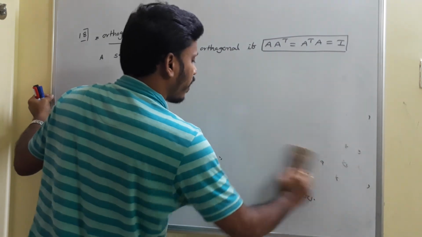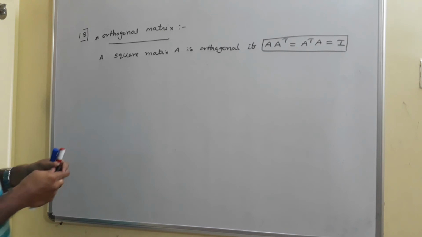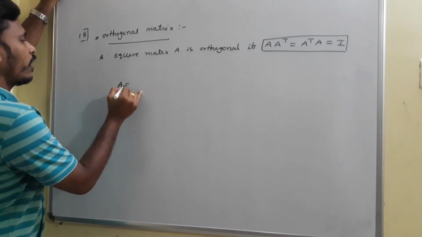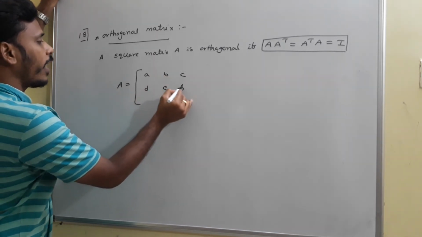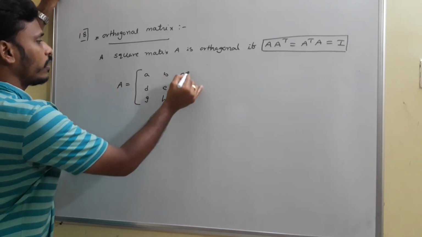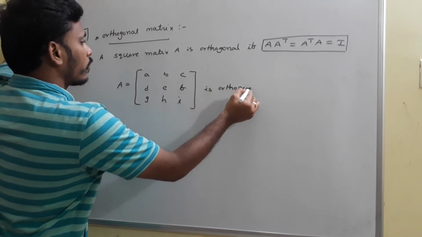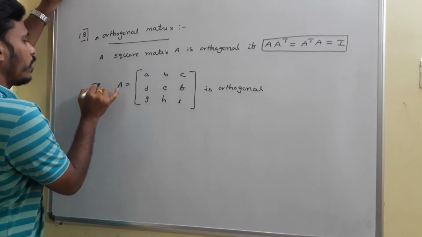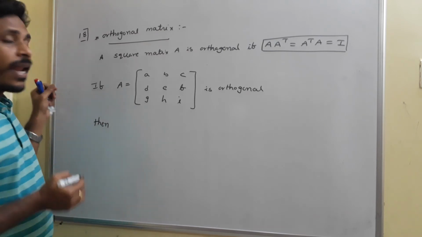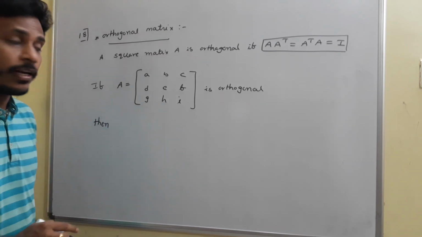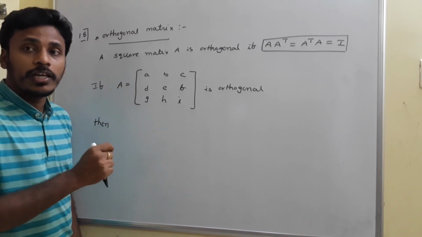Suppose I generalize these observations, and I have a matrix A with the elements A, B, C, D, E, F, G, H, I. This is a matrix, and I am confirming that it is orthogonal. If A, B, C, D, E, F, G, H, I is orthogonal, then what will happen? As per the observation we did now, the sum of the squares of the elements in each row and each column is 1.